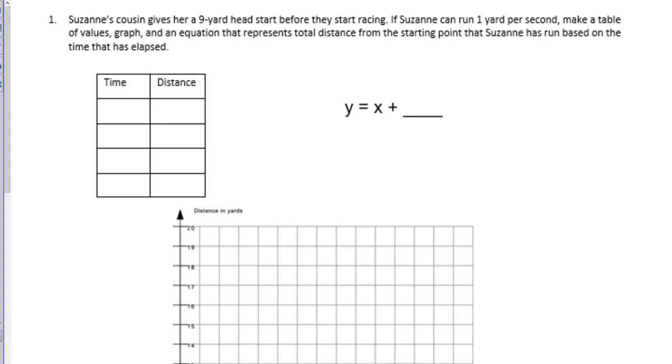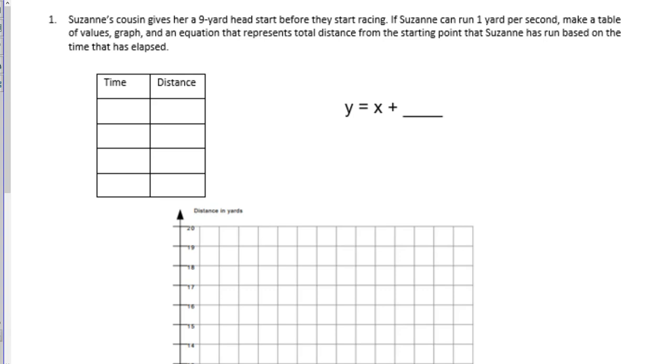So if you know that someone is faster than you, what would you sometimes do? If you're racing like a little kid, what might you do for that kid to make it fair? What would you do to make it fair? Who said head start? Okay, yeah, give them a head start. Okay, so that's the situation here.